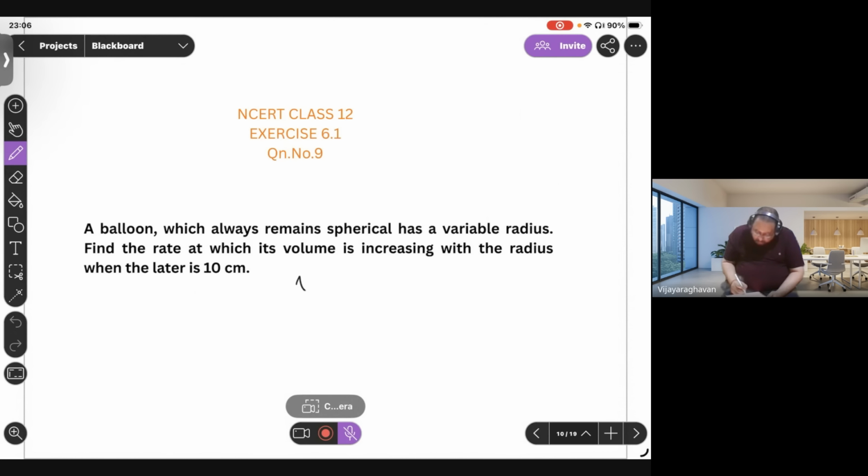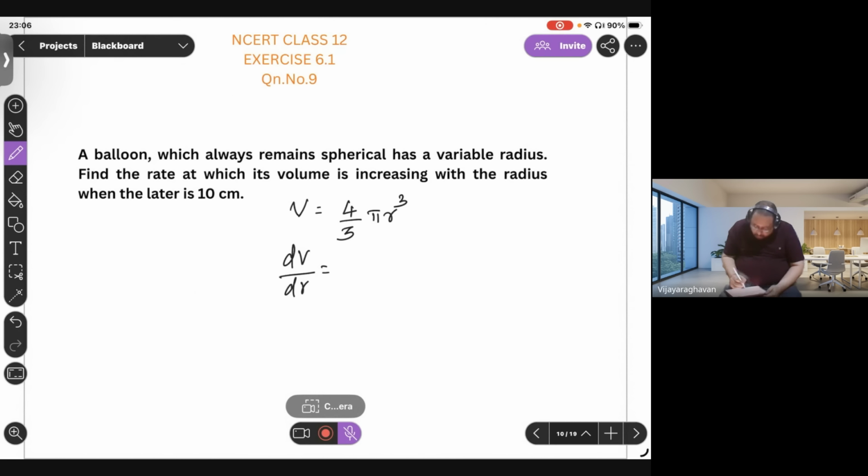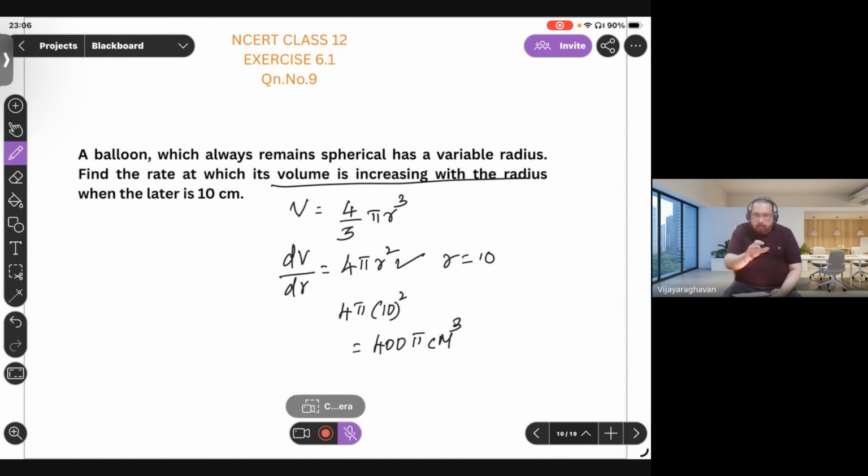Time is not involved. V equals, this is spherical now, 4/3 pi r cube. So dV/dr equals 4 pi r square. Fine. So the rate at which volume is increasing with respect to radius is 4 pi r square, and when r equals 10, we have 4 pi 10 square, which equals 400 pi centimeter cube. Don't write second, minute, hour, because nothing has been given. 400 pi centimeter cube. That's all.